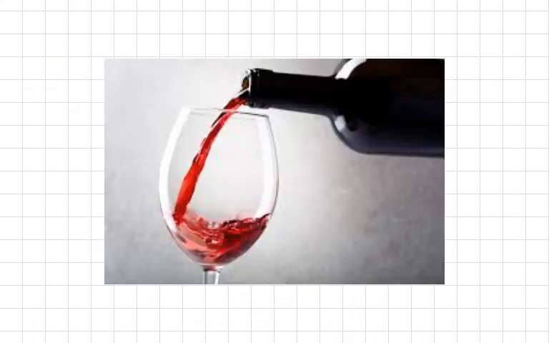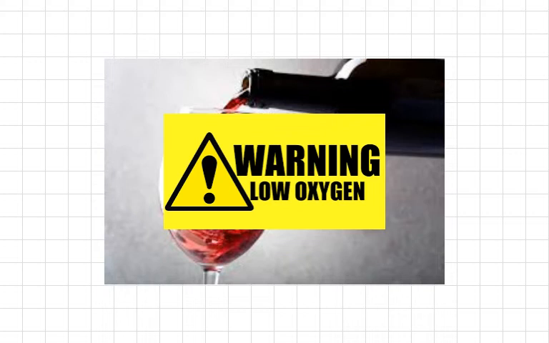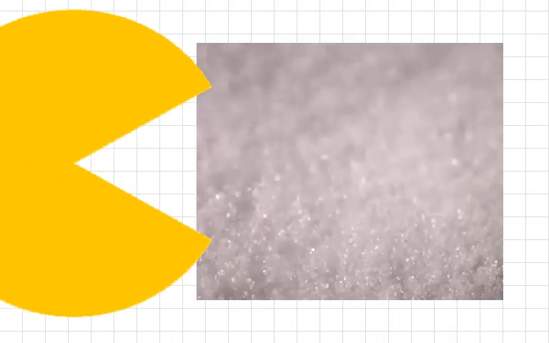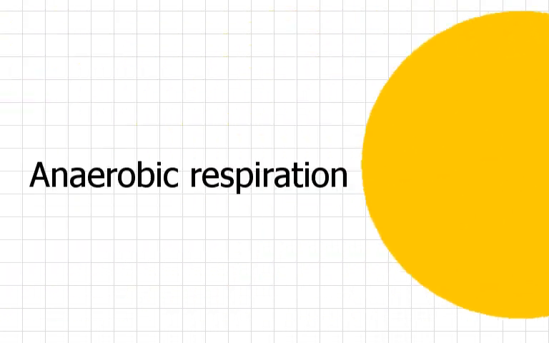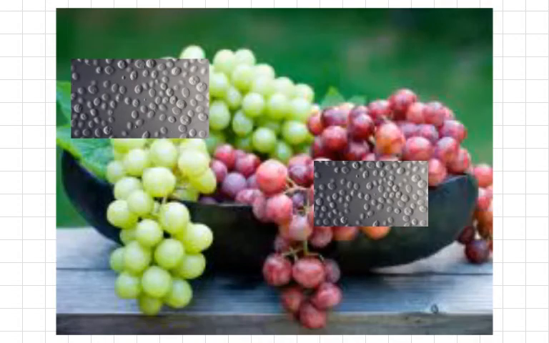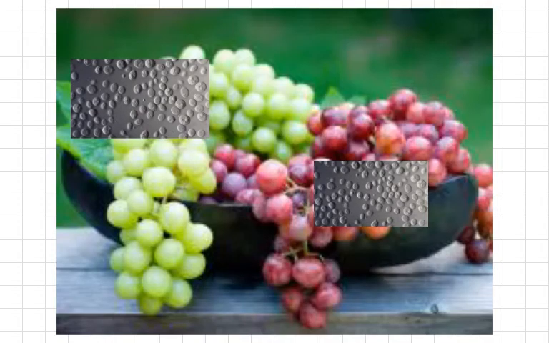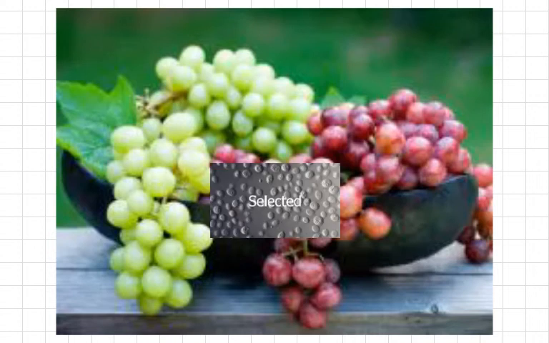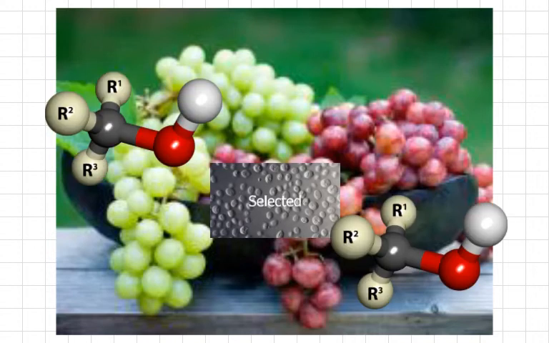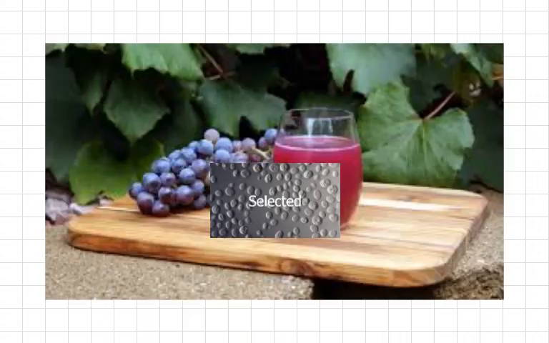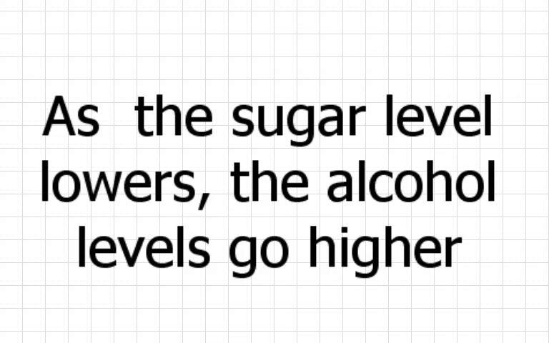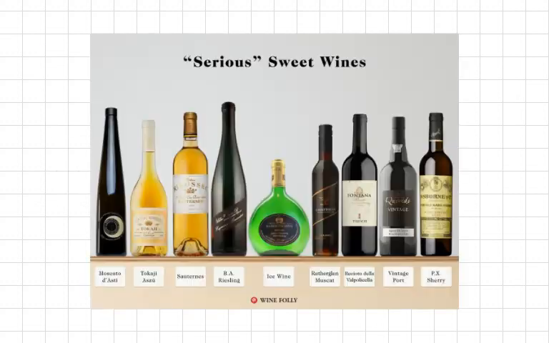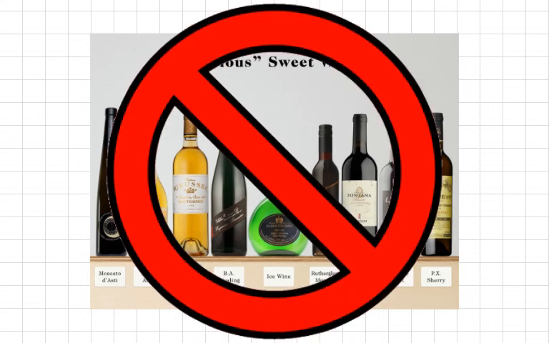Wine also relies on yeast, but the oxygen levels need to be low, so that the yeast eats sugar through anaerobic respiration. The process often starts with yeast already on the grapes, but for consistency in the production, most winemakers also add selected strains of yeast that can tolerate high levels of alcohol. The yeast eats sugar in the grape juice, and as the sugar level lowers, the alcohol level goes higher. This doesn't mean that the sweeter wines have less alcohol, however.